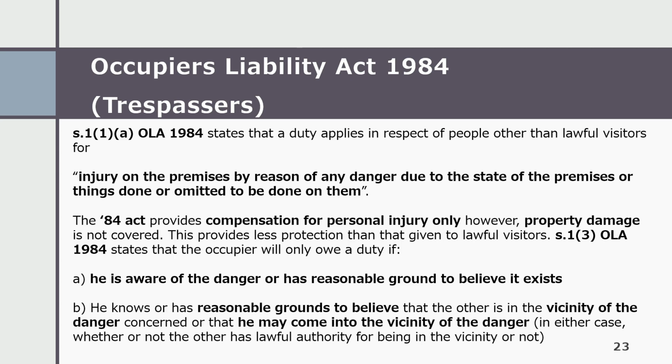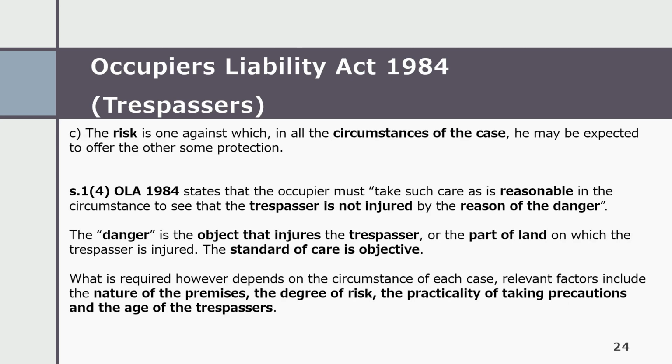In either case, whether or not the other has lawful authority for being in the vicinity or not. C. The risk is one against which, in all of the circumstances of the case, he may be expected to offer the other some protection. Section 1, subsection 4 states that the occupier must take such care as is reasonable in the circumstances to see that the trespasser is not injured by reason of the danger.